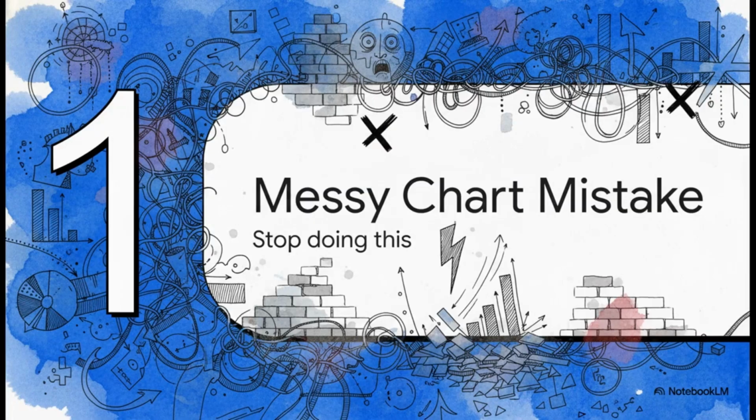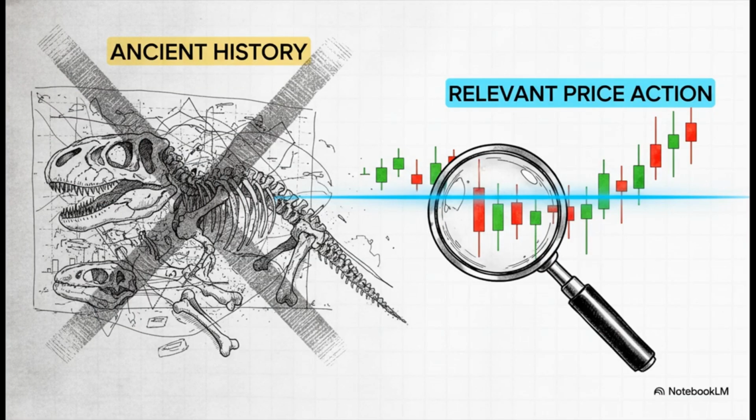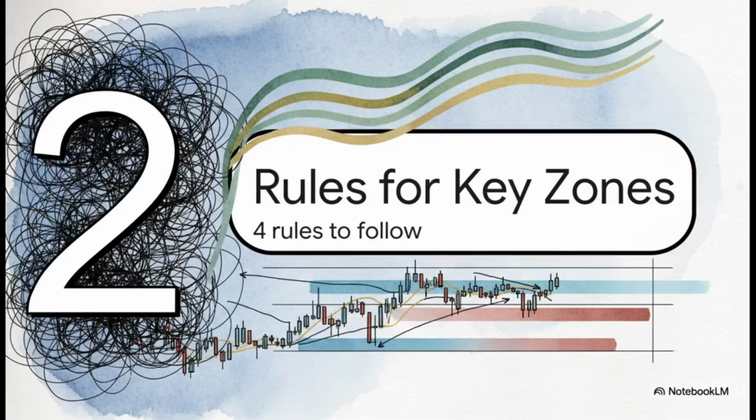All right, section 1, the messy chart mistake. Let's tackle the absolute most disastrous error traders make right out of the gate. Seriously, stop trading ancient history. I see this all the time. If you're drawing lines from the time of the dinosaurs, like levels from a year ago or 10 years ago, you aren't trading. You're literally on an archaeological dig. If the current price is nowhere near those old levels, they're completely irrelevant. We only care about the levels that matter right now, right in the immediate neighborhood of where the price is actively moving.